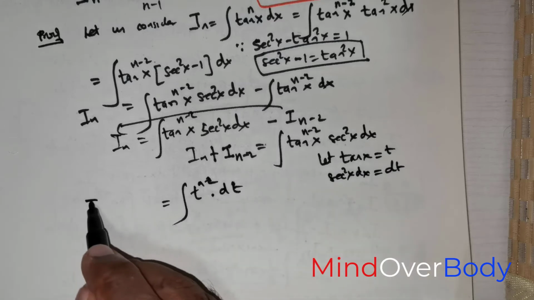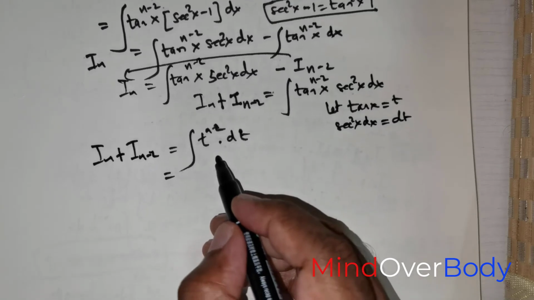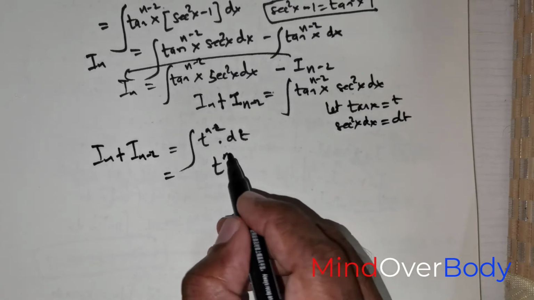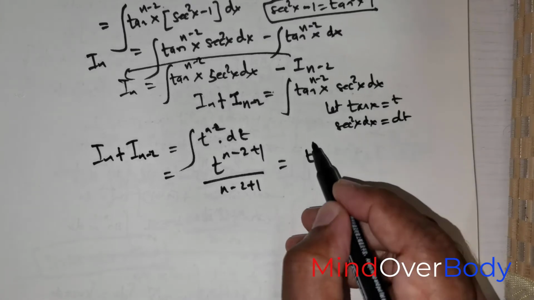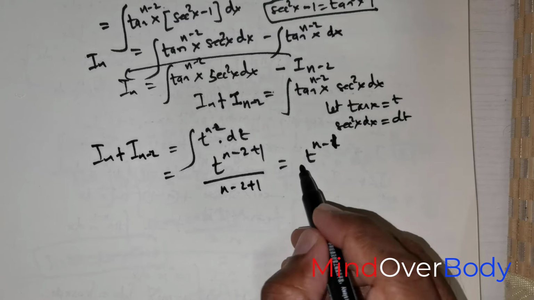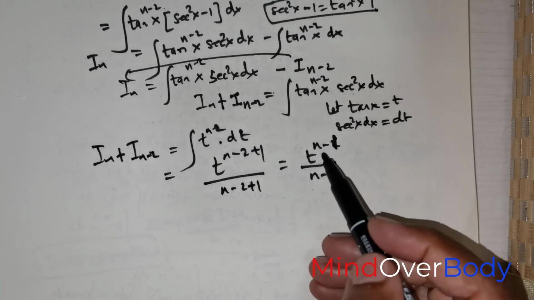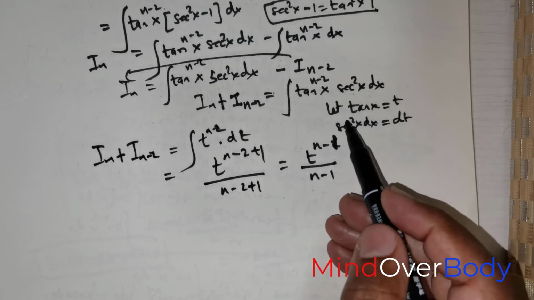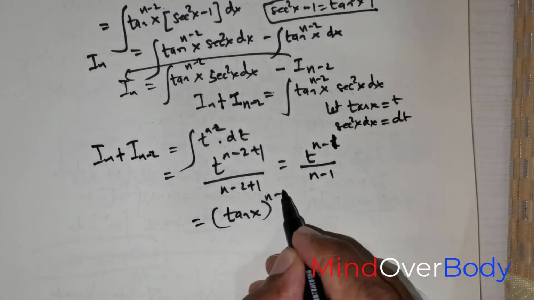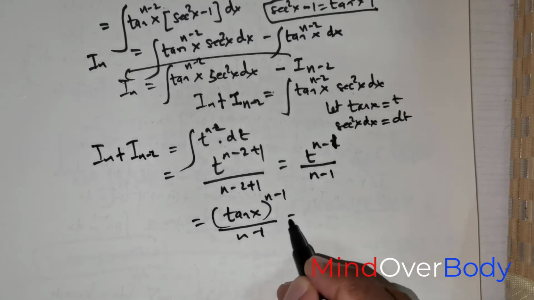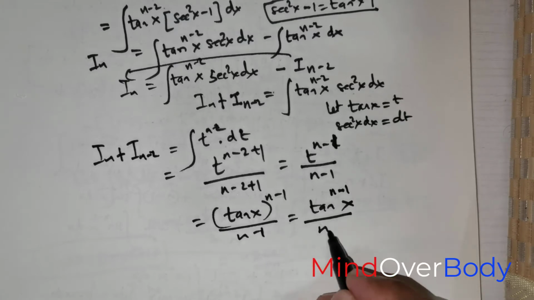So on the left I get I suffix n positive I suffix n negative 2. If I were to integrate this, this would give me t raised to the power of n negative 2 positive 1 divided by n negative 2 positive 1, which can be rewritten as t raised to the power of n negative 1 divided by n negative 1. Now if I were to resubstitute the value for t, which is tan x, this is going to be tan x raised to the power of n negative 1 divided by n negative 1, which can be further rewritten as tan raised to the power of n negative 1 x divided by n negative 1.